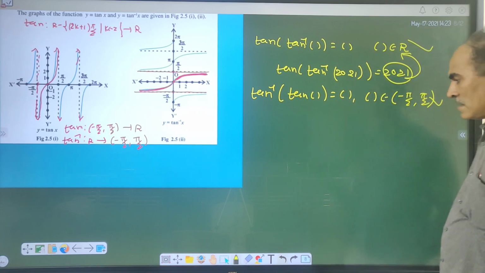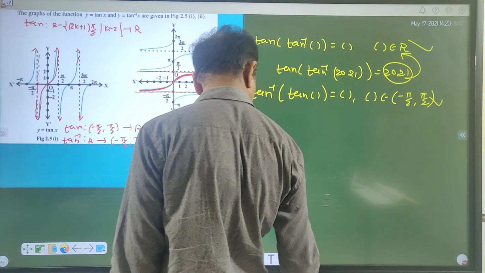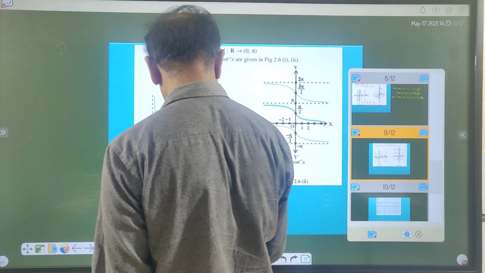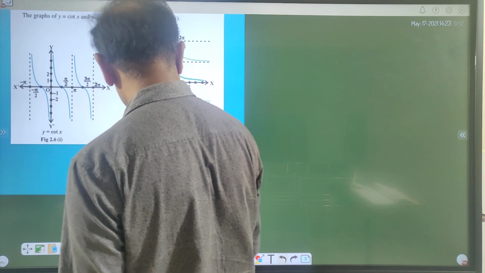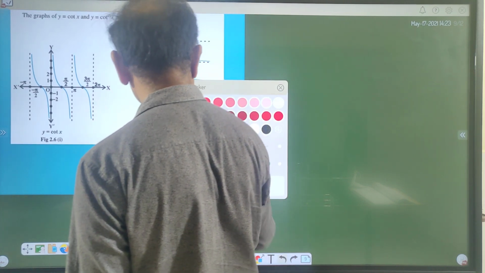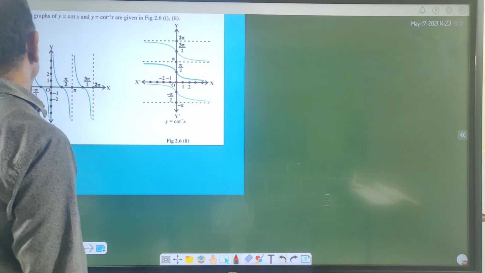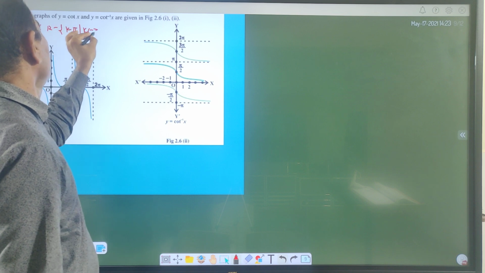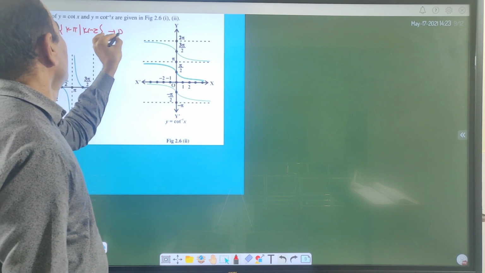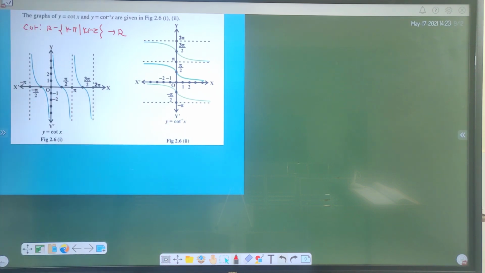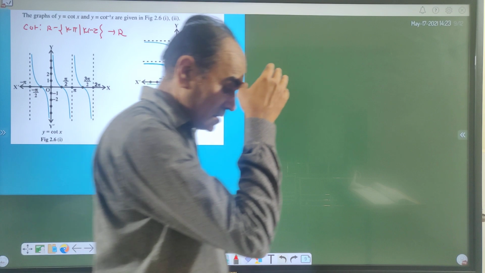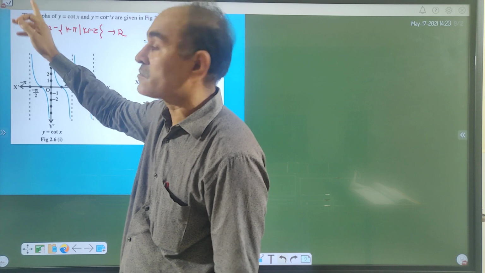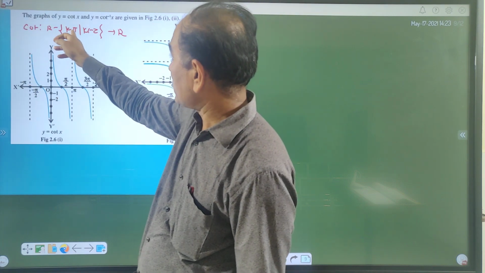Clear? See, this is the definition for tan inverse. Now let us see cot inverse. Basically, cot is a function from R minus k pi, k belongs to Z, to R. This is basically the definition of the cot function. See, why are we removing this one? Because cot is cos over sin, and sin is 0 there, so that should not be there. This is the reason why we are separating this thing.